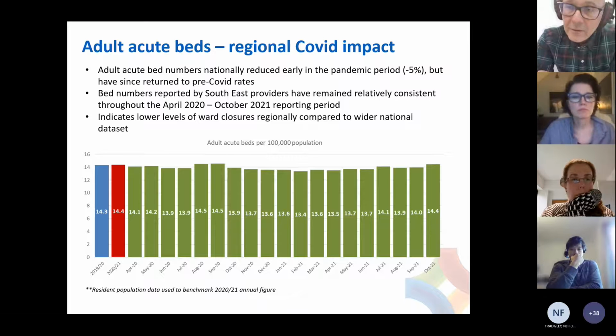So let's have a look at the position by provider now. So remember, this is the total UK lineup of services on the next chart, Ellie.